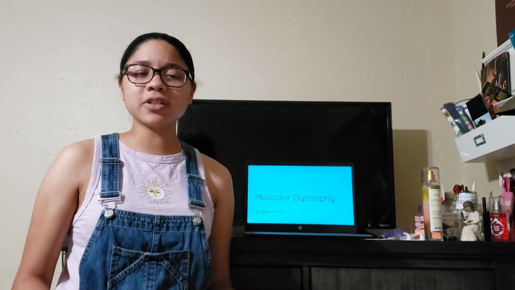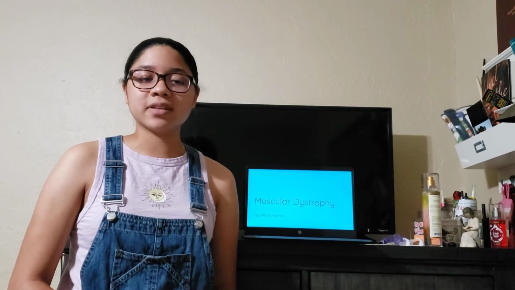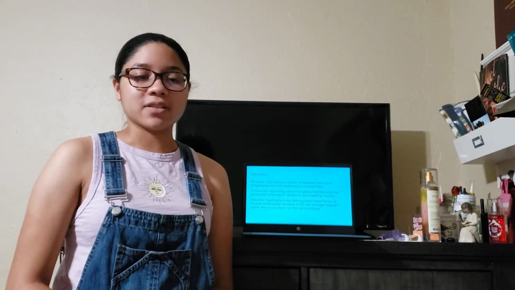Now, firstly, we have to ask, what exactly is muscular dystrophy and how do we identify it? According to the National Institute of Child and Human Development in November of 2020, muscular dystrophy is a group of diseases that causes progressive loss and weakness of muscle mass. In muscular dystrophy, abnormal genes interfere with the production of protein needed to form healthy muscle.